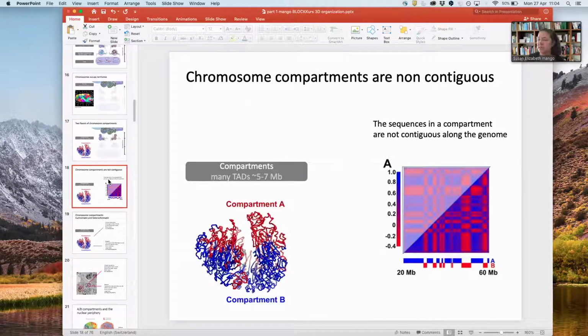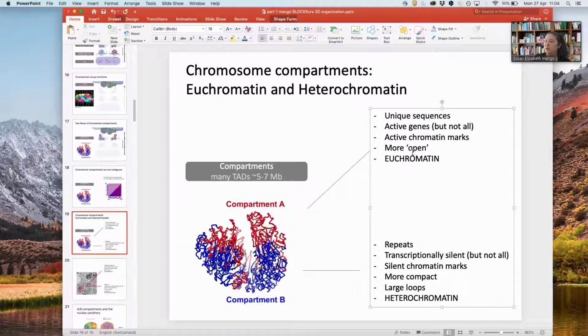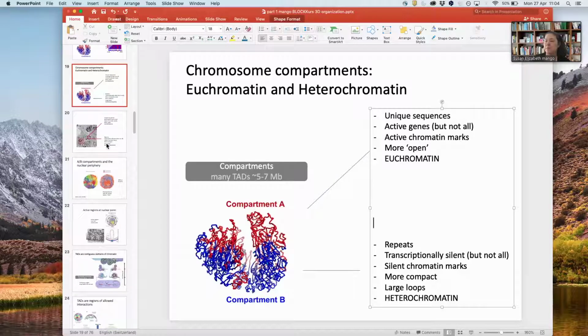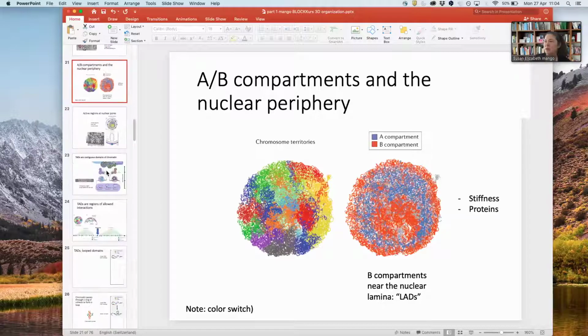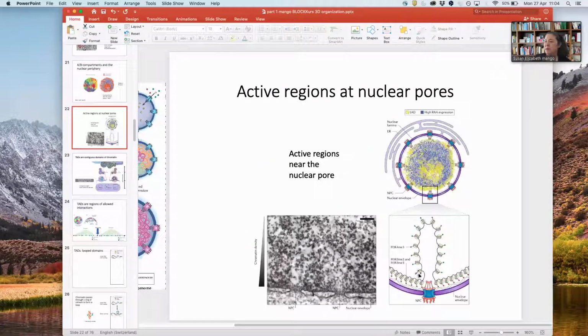Compartments are non-contiguous, even though they're together in space. They correspond to euchromatin and heterochromatin. So now we can begin to assign identities to this picture. B compartments sit at the lamina. A compartments are inside. But active DNA does associate with pores.